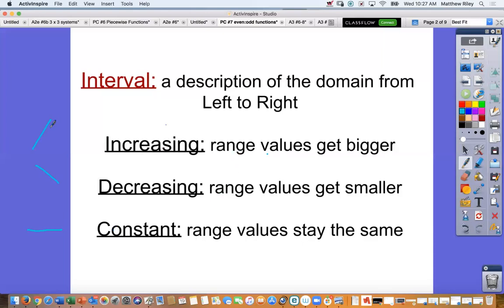Now, I'm only talking about up and down from left to right. So if it goes from left to right, if it goes up, it's increasing. From left to right, if it goes down, it's decreasing. If it goes straight across, it's constant. Now let's go ahead and look and see what this looks like.